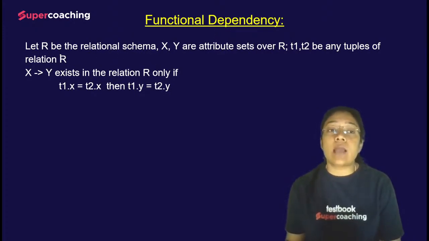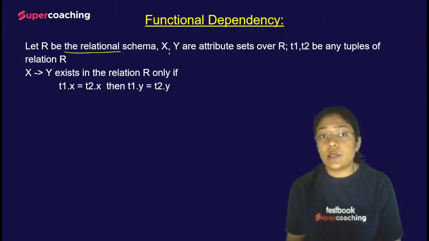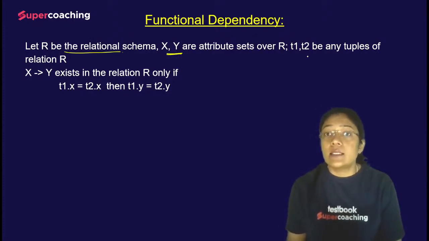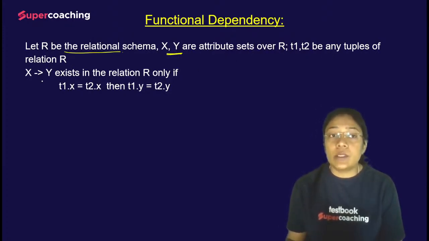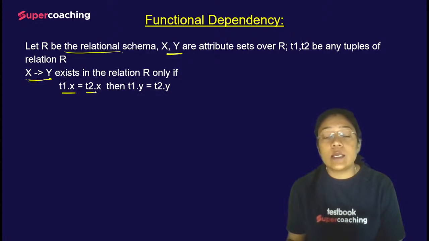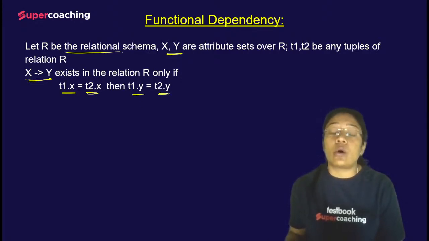Let us assume that R is a relational schema and there are two attributes X and Y over the relation R. T1 and T2 be any two tuples. So functional dependency X determines Y. This is read as X determines Y. ये कब true होगा? When the value of T1.X is equal to T2.X and T1.Y is equal to T2.Y.